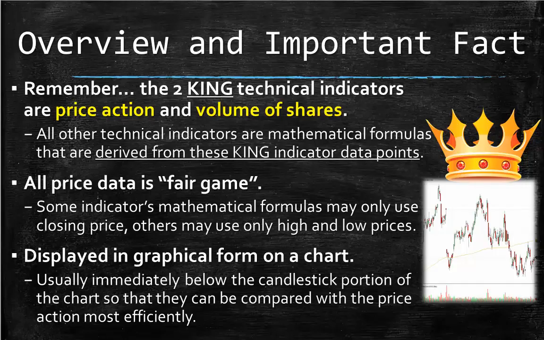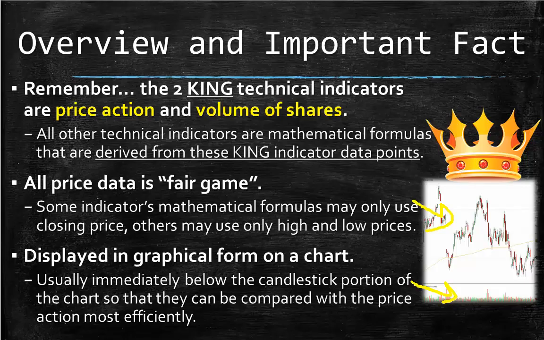The other thing with indicators is that all price data is fair game. Some indicators are going to use closing price, others may use low prices, some may only use high or combinations, but it's all fair game. All the formulas are different, and I should note that I'm only going to cover a good chunk of the technical indicators out there, but there's all sorts of them, and there are always new ones popping up because people are coming up with new mathematical formulas. It's always evolving, but it's kind of a trap in the sense where if you forget who is king, and remember the king is price action and volume, then you can fall into that trap.